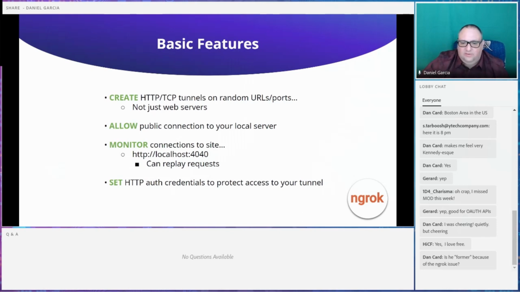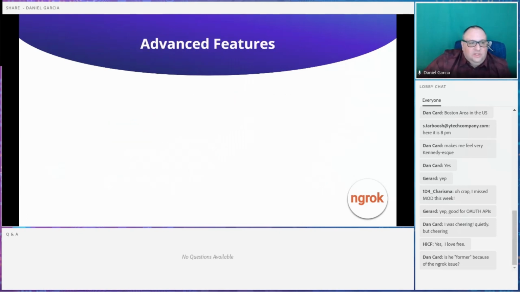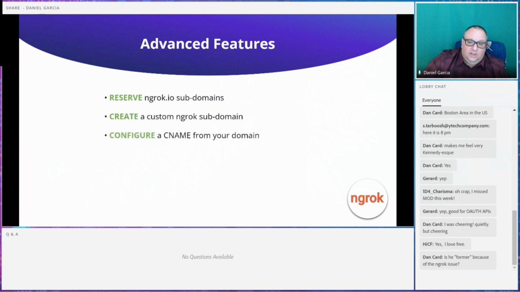I saw a demo last fall of that. So some of the advanced features, you can reserve ngrok.io subdomains. So instead of the random URL they give you, you can have something more personalized to you. Or you can even set a custom ngrok subdomain. Even more, tunnel.mydomain.com can just CNAME over to it. Makes it easy to share with people.